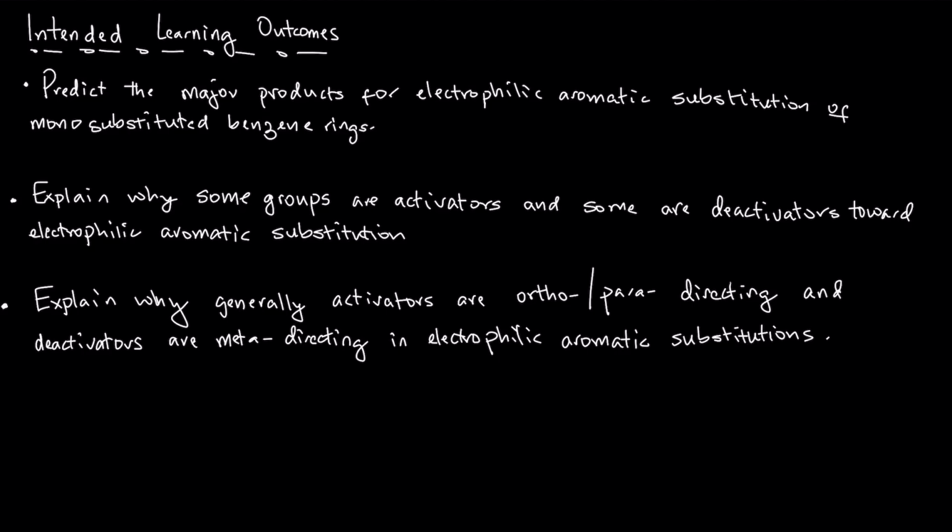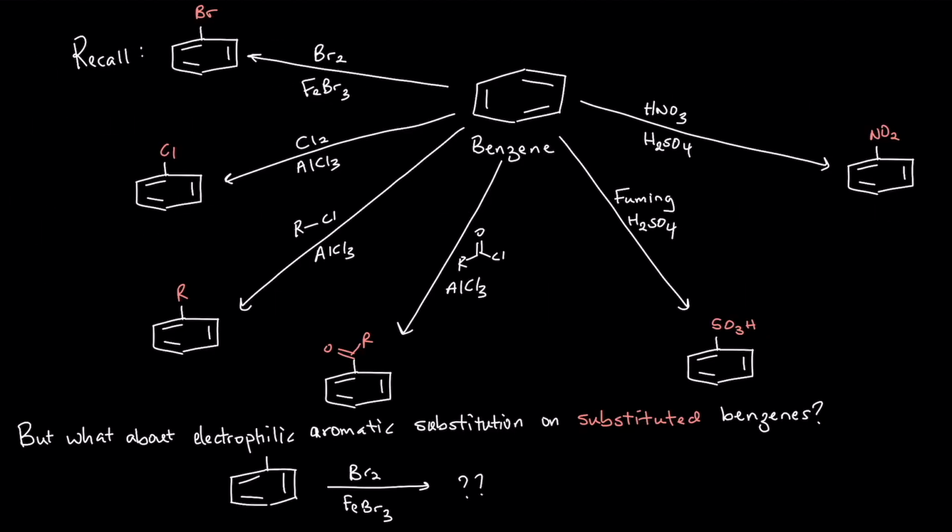So recall from our previous work that you can take benzene and treat it with a variety of electrophilic agents, especially in the presence of strong Lewis and Bronsted acids, and you can afford an electrophilic aromatic substitution. For example, you can take your bromine or your chlorine and you can treat that with iron 3 bromide or aluminum chloride, respectively, in the presence of benzene, and you will get the brominated or the chlorinated benzene product.